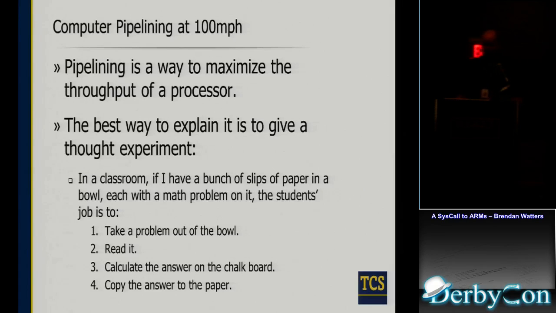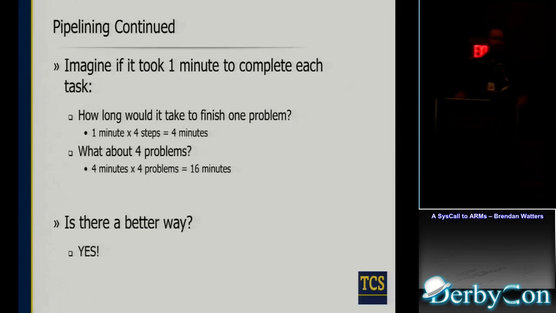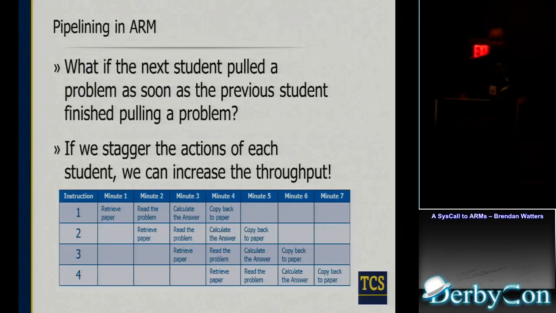It's a 4-step process. So imagine each of these steps took exactly 1 minute: 1 minute to take the problem out of the bowl, 1 minute to read the problem, 1 minute to do the problem, 1 minute to write the answer back. If that's the case, how long does it take to do one problem? 4 minutes, right? 4 steps, each 1 minute. If I wanted to do 4 problems, 16 minutes, right? 4 problems, 4 minutes per problem, 16 minutes. So pipelining gets around this by finding a better way.